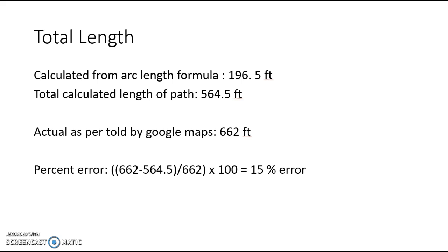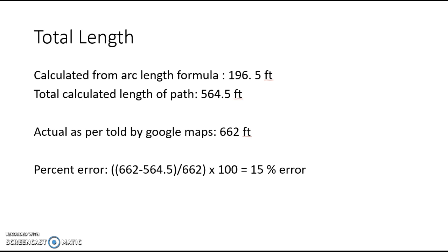Then, in order to see how much I had differed from the actual length of the path, I had calculated the total length of my path. So the calculated length of the arc, as according to the ArcLength formula, is 196.5 feet. And the other two side lengths of the straight edges of the field were 186 feet and 182 feet. When adding those three lengths together of all the sides of the field, I had gotten a total calculated length of the path being 564.5 feet. And as told by Google Maps, the actual length of the baseball field all around is 662 feet.